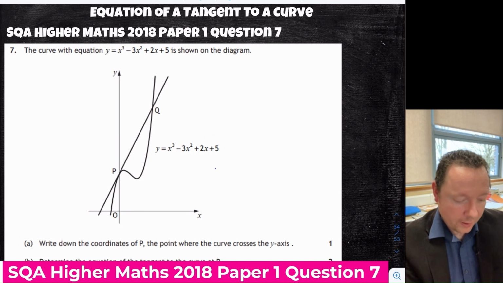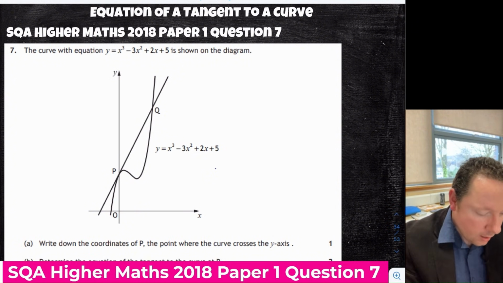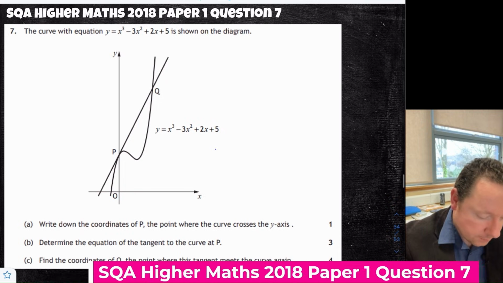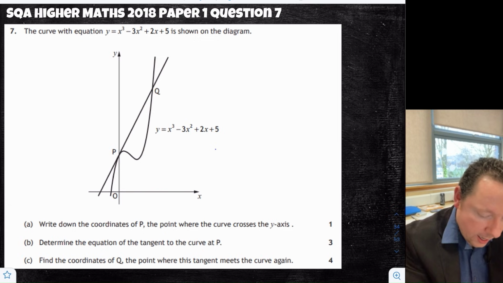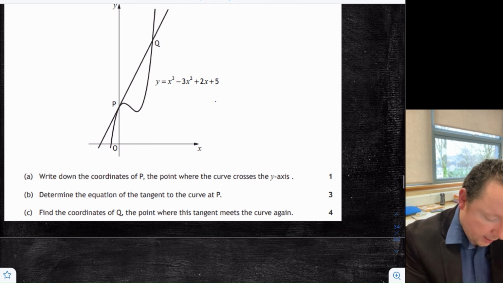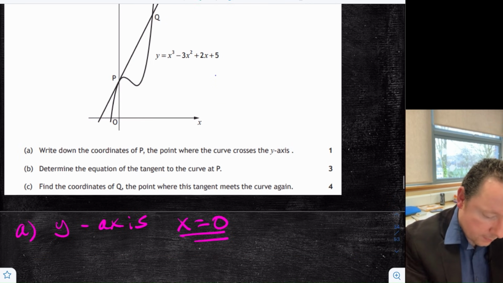SQA Higher Maths 2018, Paper 1, Question 7 for the equation of a tangent. You've got this curve shown in the diagram. Write down the coordinates of P, the point where the curve crosses the y-axis. So for part A, it cuts the y-axis when x equals 0. So subbing 0 in, that's really easy. 0 minus 0 plus 0 plus 5. When x is 0, y is 5, so it's 0, 5.